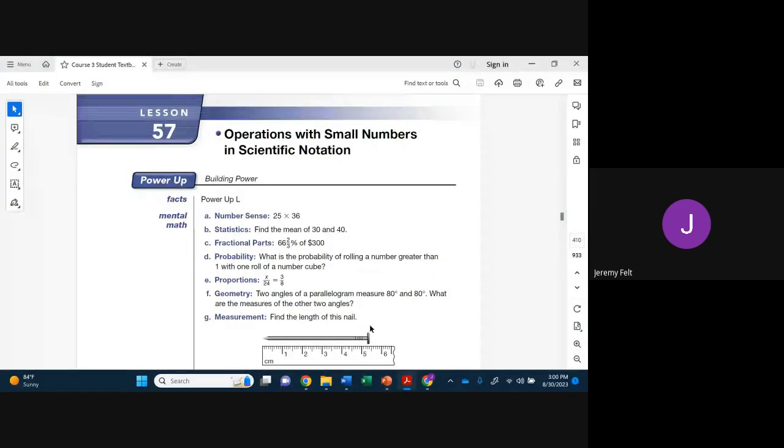So nearing the end of this unit, today we're looking at just this lesson: operations with small numbers and scientific notation.